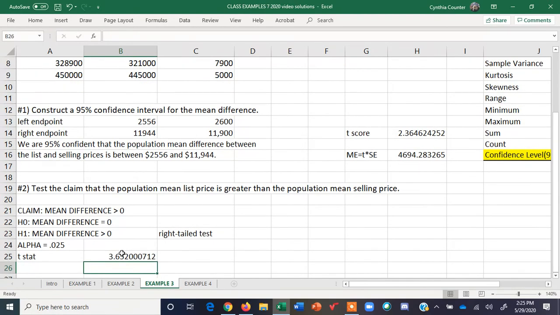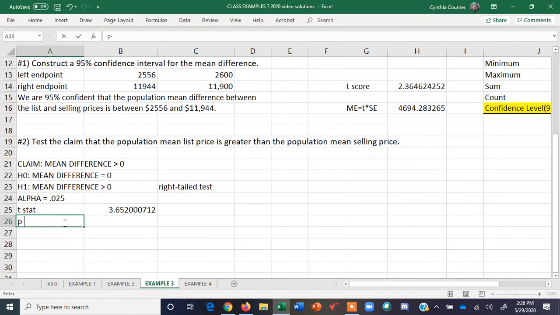And here we have 3.65. Wow, notice that is like an outlier, right? That is more than 3 standard errors from the mean. So that should give us a very small p-value, which then would have us reject the null hypothesis, support the alternative, which is our claim, and consistent with the results of the confidence interval.